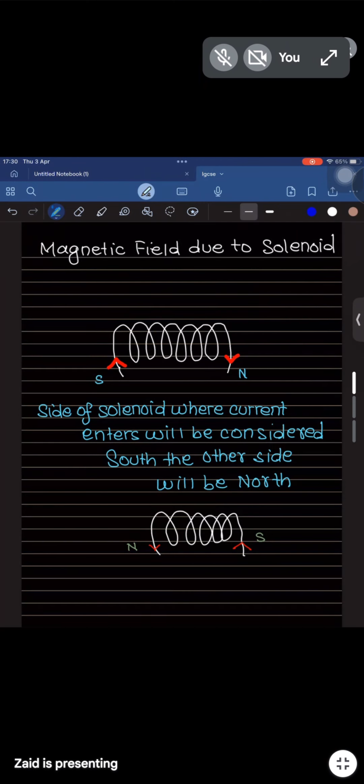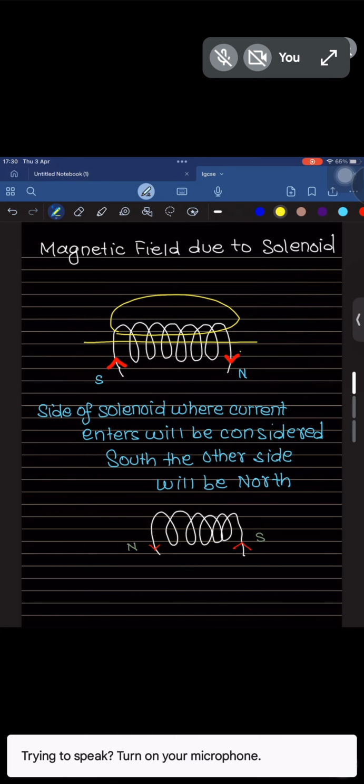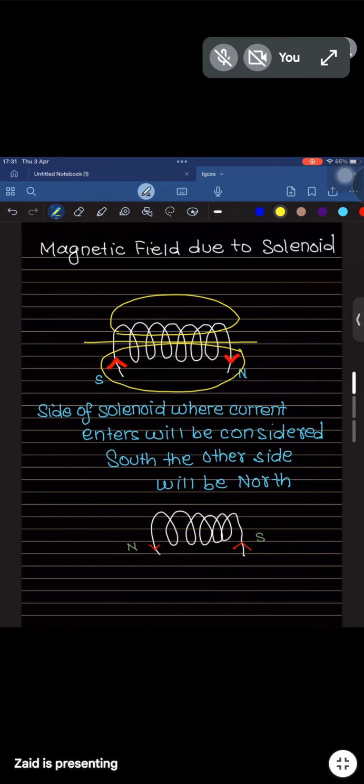So the first one, for example, if it is north, you can draw some lines like this. There will be continuous field lines. Like you draw a central one, and then you draw field lines like this. The main thing is your arrows. So if this is north, you're going to draw originating from north and going towards south.